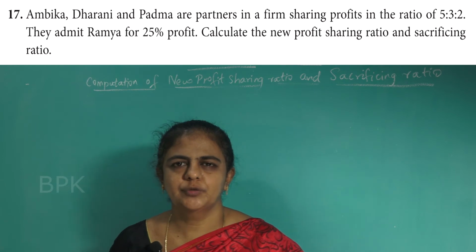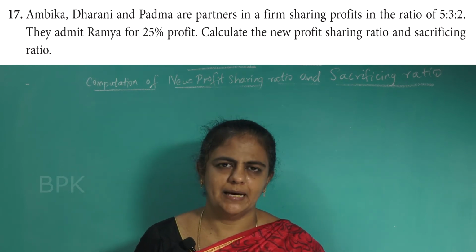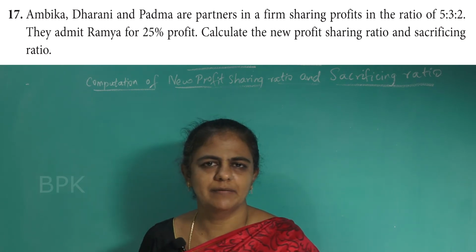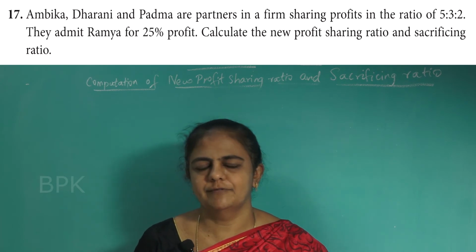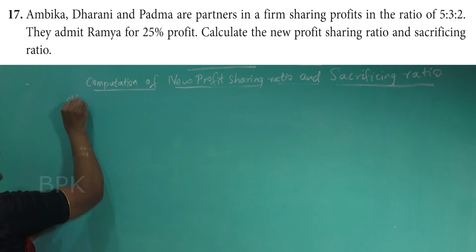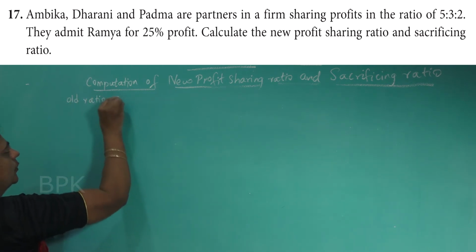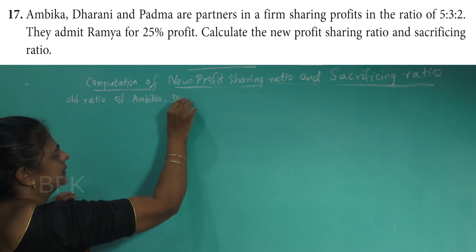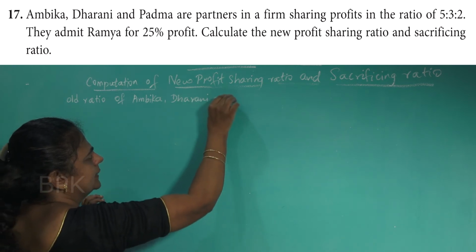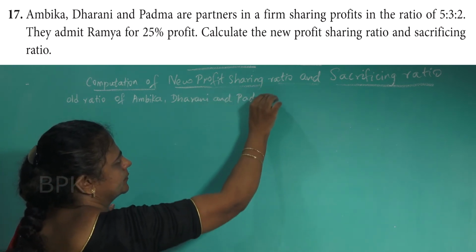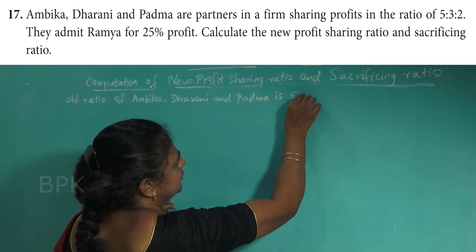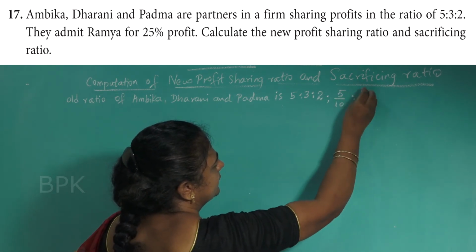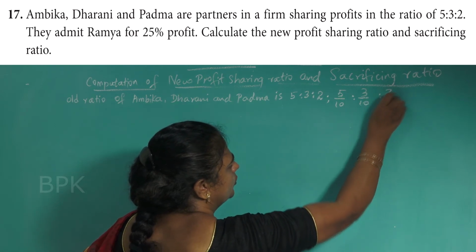Old ratio is 5:3:2. So they are admitting new partner Ramya for 25% of the profit. Whatever profit you are getting, in that 25% will be given to the new partner. Only these two are given here. First write what is given. Old ratio of Ambika, Dharani and Padma is 5:3:2. That can be written as 5/10, 3/10, 2/10.